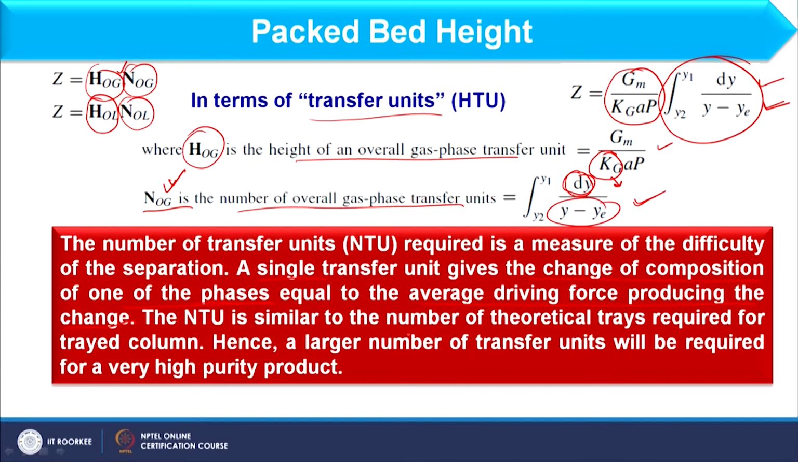So, NTU is similar to the number of theoretical plates required for the packed column or the plate column. Hence, a large number of transfer units will be required for very high purity of the product, as we require more and more plates in a plate column. Okay. And when we have an increased number of plates, we can achieve a more pure product. In a similar way, when I am having a higher or larger NTU value, we can have a more pure product.